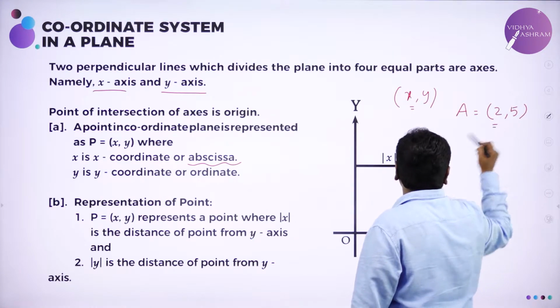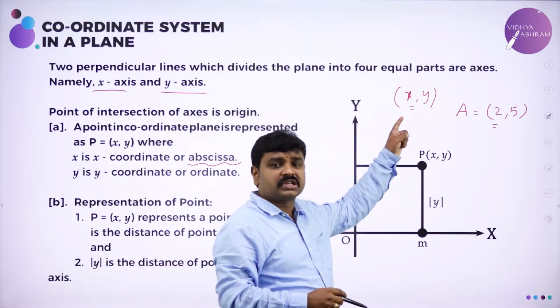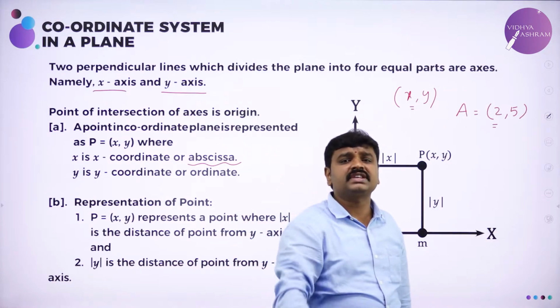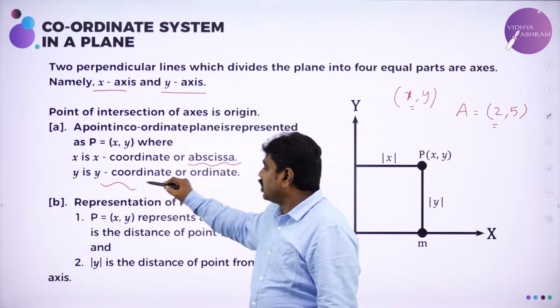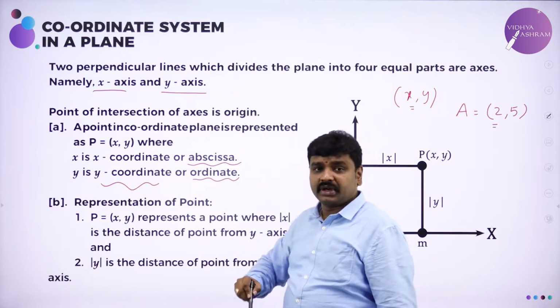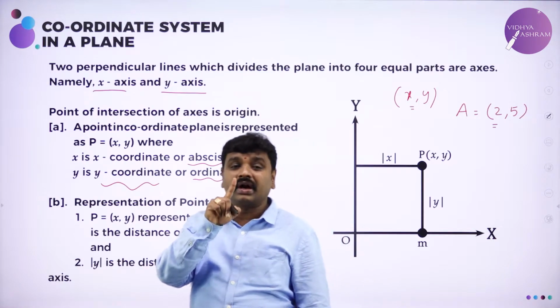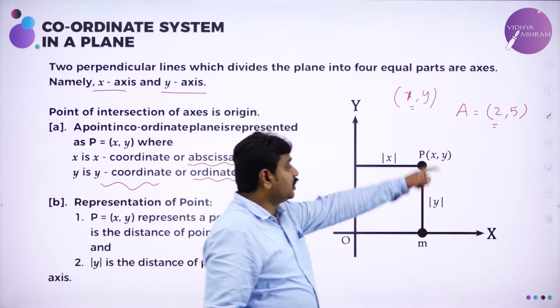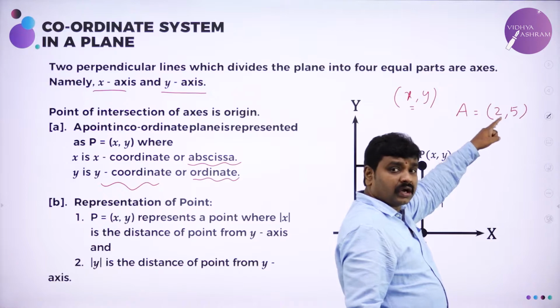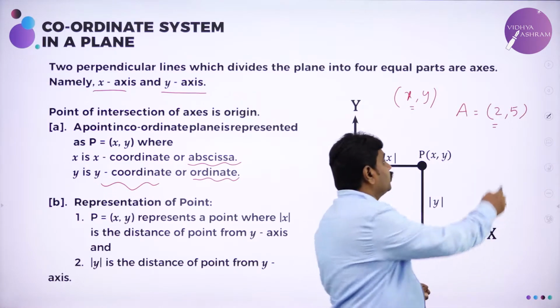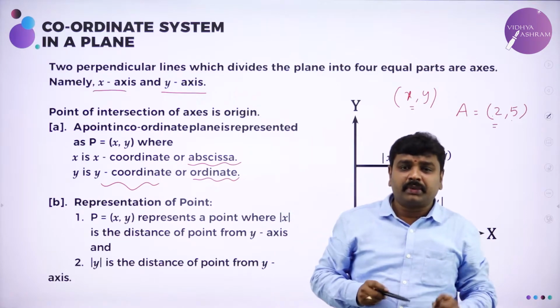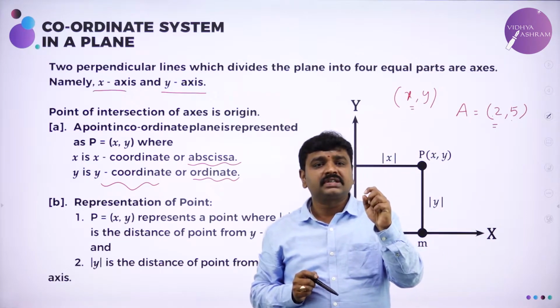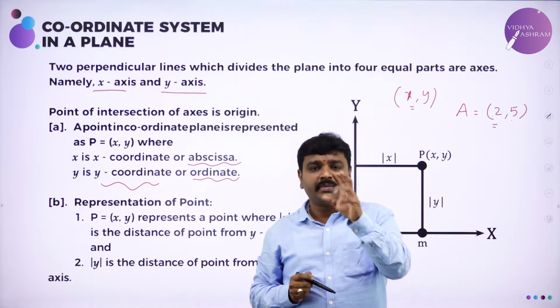So here the first number I wrote, 2, is called the x coordinate. Another name for x coordinate is abscissa. And y is called the y coordinate or just ordinate. Remember, another name for y coordinate is ordinate. Now here in this point, the y coordinate or ordinate is 5. So this is the y coordinate, this is the x coordinate. How to represent a point? A point in a plane is represented as (x, y). We call it 2 dimensions.